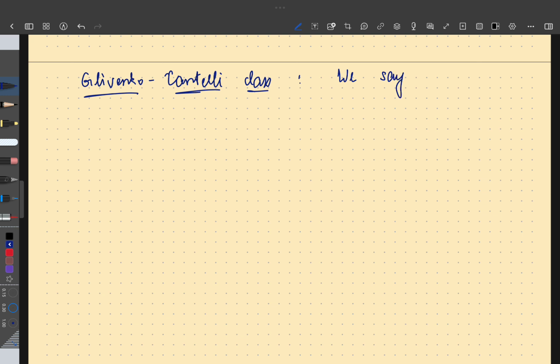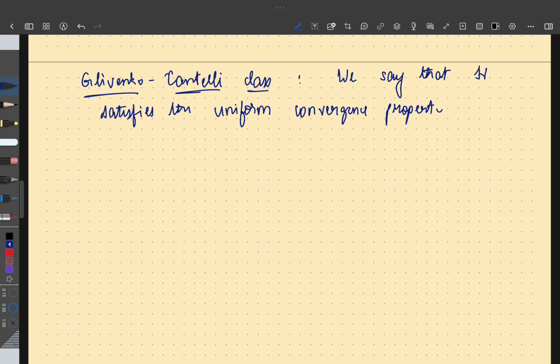So we say that a given hypothesis class satisfies the uniform convergence property, or equivalently it is a Glivenko-Cantelli class, if, again, basically all of the empirical risks converge uniformly to the average risks.